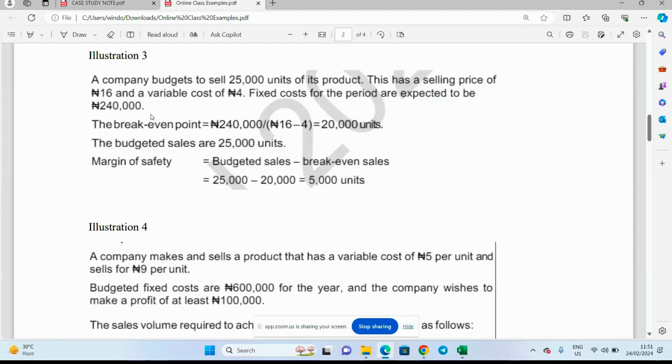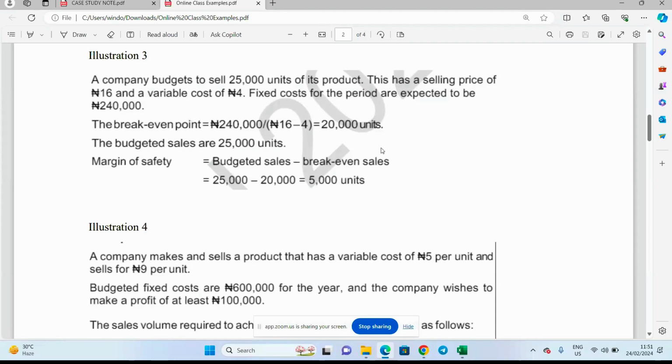Sir, to get the contribution per unit, I thought we were going to multiply the 12 naira by the 20,000 units we are selling. Because we are doing fixed cost over the contribution now, not the contribution unit.